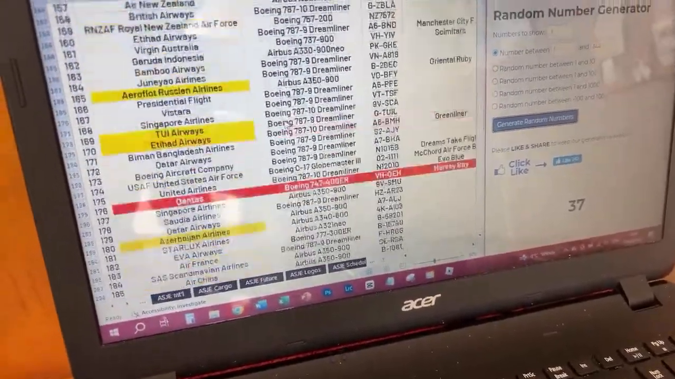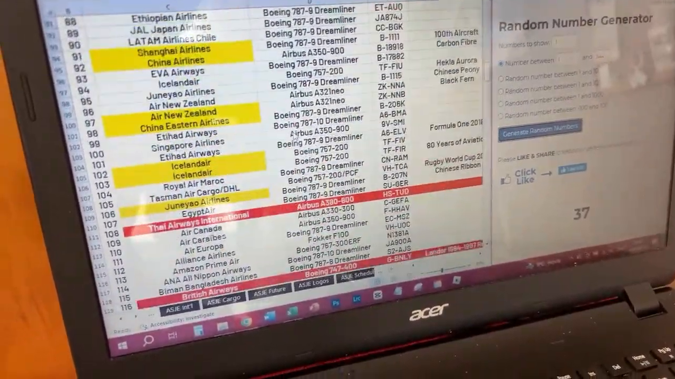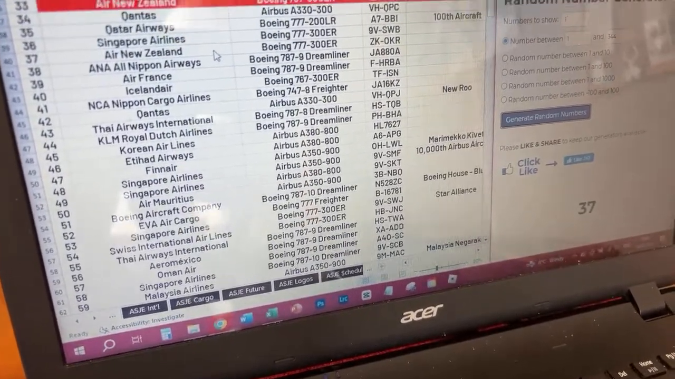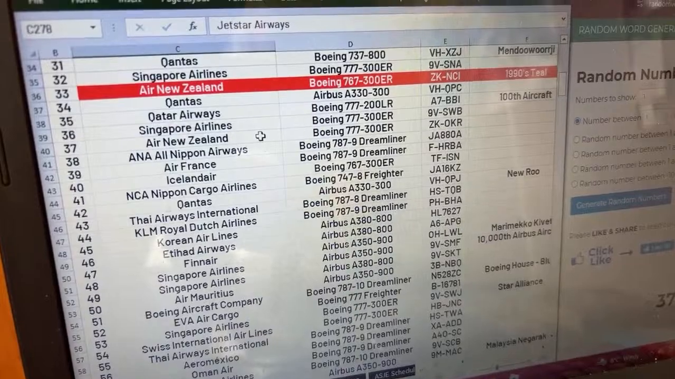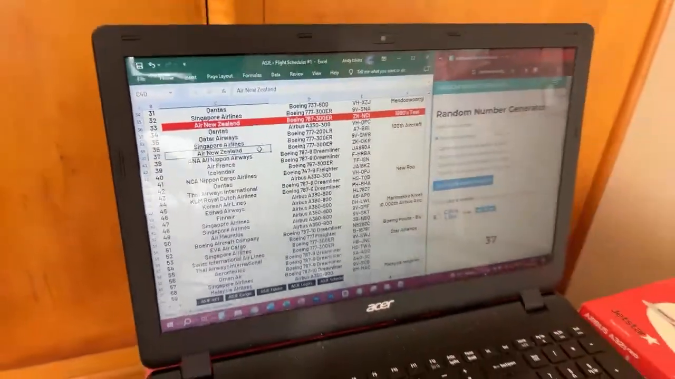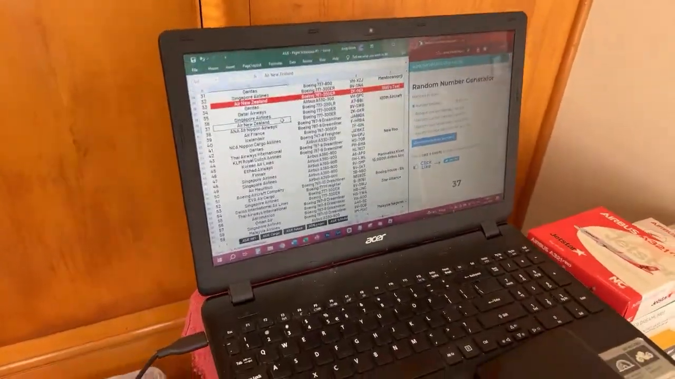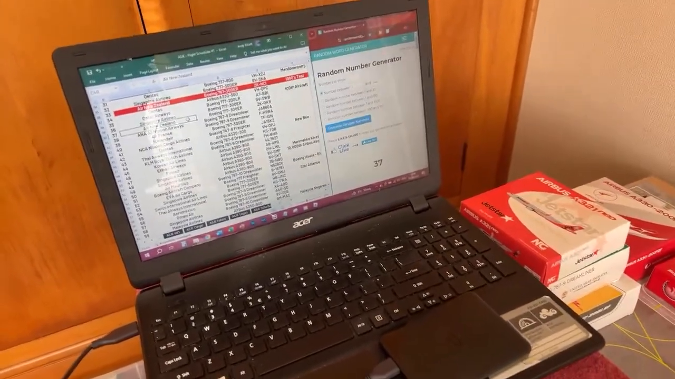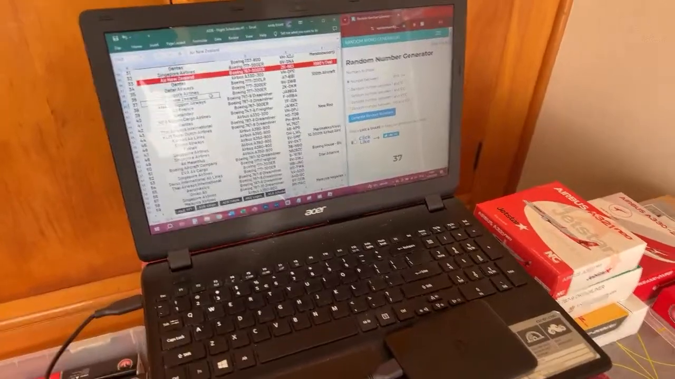Number 37. Lots of scrolling going on, but I guess that's what I did to myself. Air New Zealand 777-300ER, this one right here. I was thinking about getting that one out a couple of nights ago, so I could do it as a night shot. I might take it out anyway.